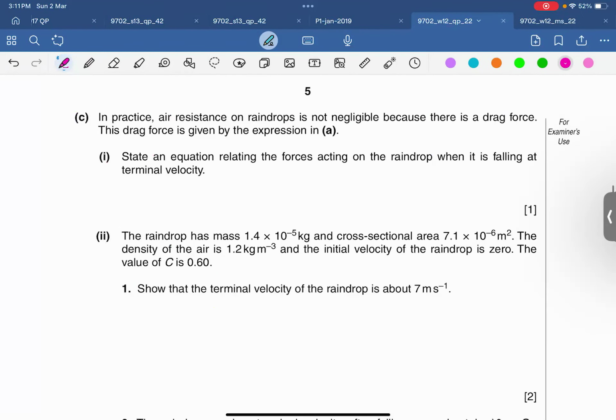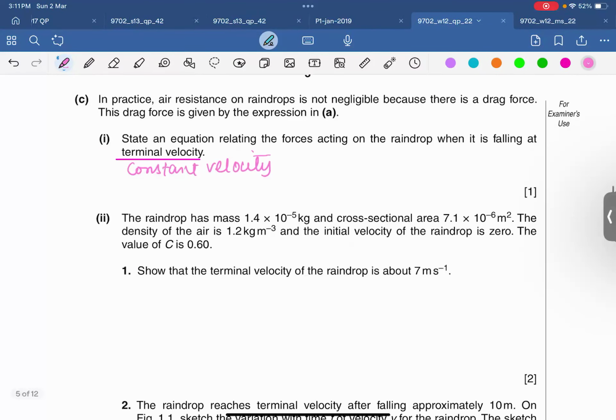Read ahead please. In practice, air resistance on raindrops is not negligible because there is a drag force. This drag force is given by the expression in A, stating an equation relating the forces acting on the raindrop when it is falling at terminal velocity. Terminal velocity meaning? Yes, that it is falling with a constant velocity. Constant velocity.